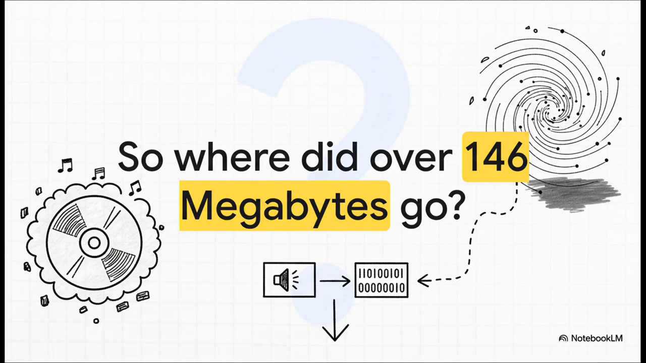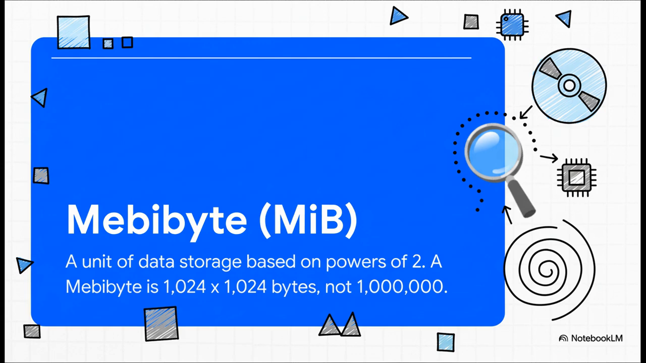It's almost 847 million. So the real question is, what in the world happened to over 146 megabytes of space when you switch from burning an audio CD to a data CD? Where did it go? Now, I know what some of you might be thinking. It's the classic megabyte versus mebibyte mix-up, where one is based on powers of 10 and the other on powers of 2. And that's a great thought. But even when you run the numbers on that, it still doesn't add up. No, the real answer is, well, it's a lot more clever.